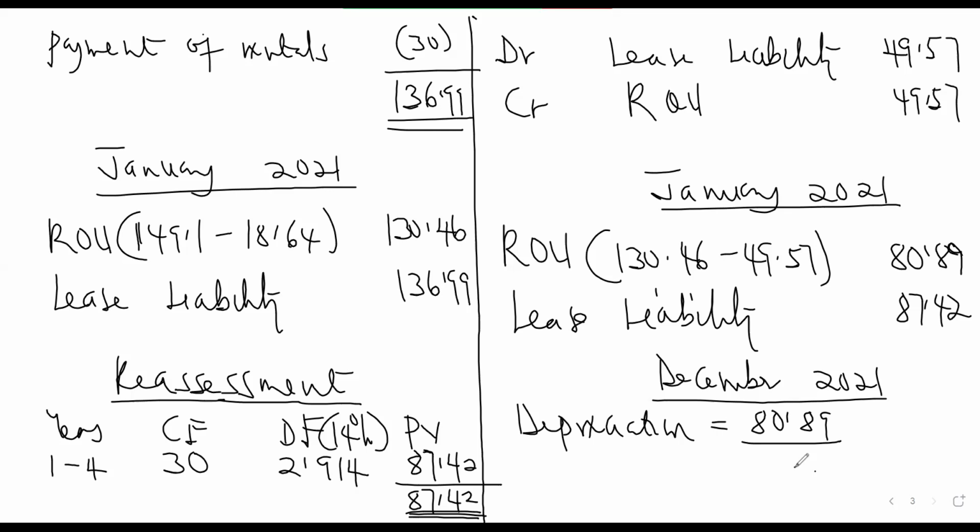What would be the number of years? 4. Okay, 4. Thank you very much. So that will be 4 years now. Then what are we going to be having? 80.89 divided by 4. I'm having 20.22. Okay, 20.22. Okay, let's compute our lease liability at the end of the year.